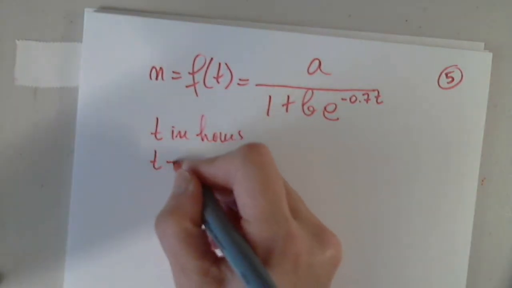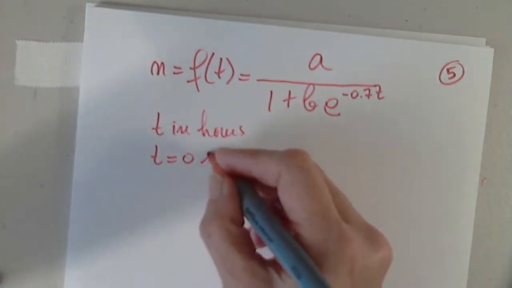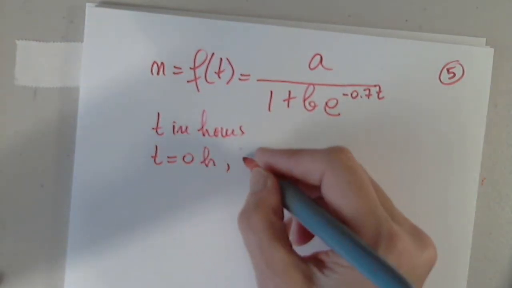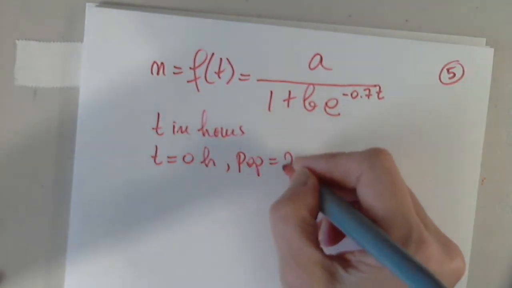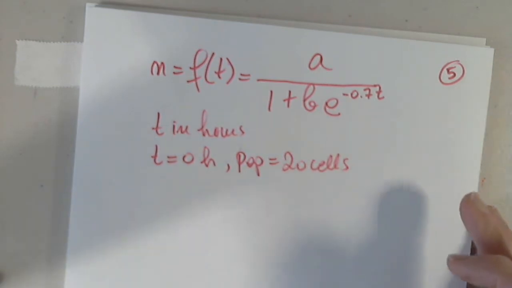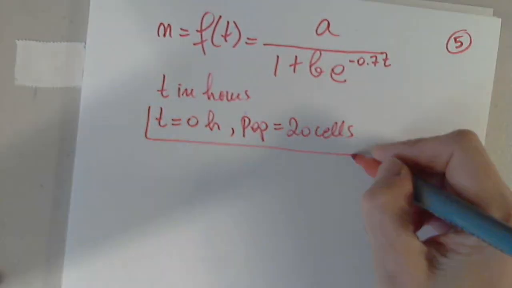When I'm told that at time t equals 0 hours, population equals 20, what does this represent immediately?